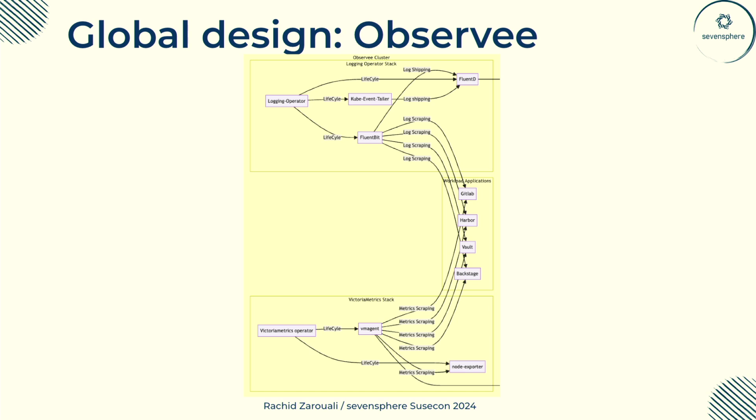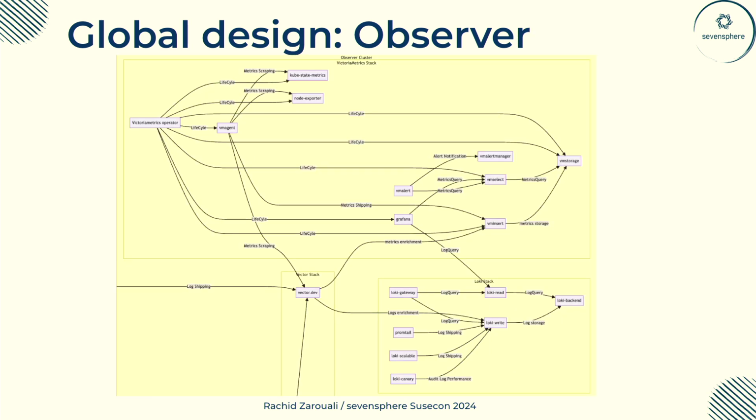Observability, we have several applications that I have chosen to put here on the graph. Two main components: the logging operator, responsible for log scraping and shipping, and the VM agent for Victoria Metrics, which is responsible for metrics scraping. So basically what we do is get logs, get metrics, ship them, as simple as possible.